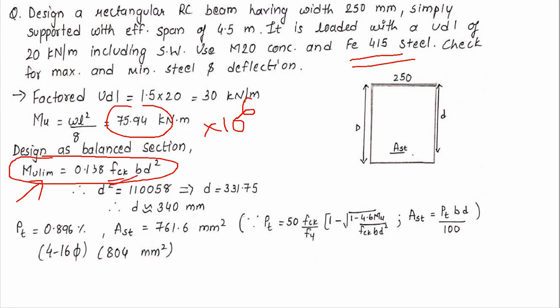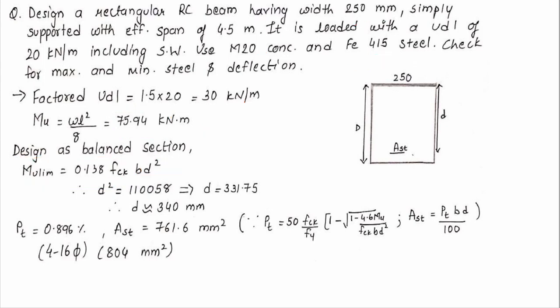fck will be 20, b as given is 250. The only unknown will be d square. So from this equation we will get d as 331.75. Rounding it off to the next whole number, the effective depth will be 340 mm. So the width will be 250 and the depth will be 340.